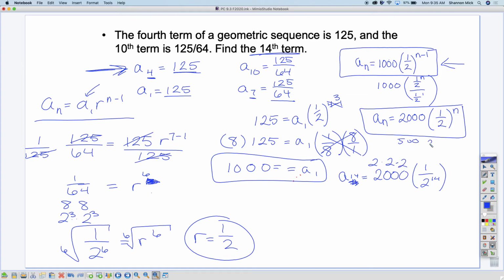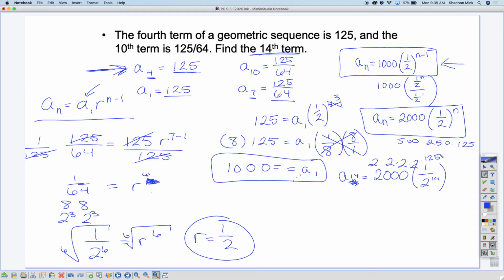250 is 2 times what? 125. And is there a 2 in 125? No, it's not even, it ends in a 5. So it's 2 to the 4th times 125.